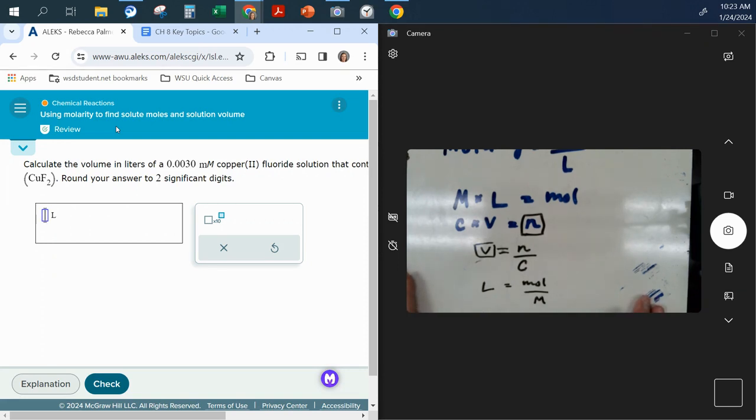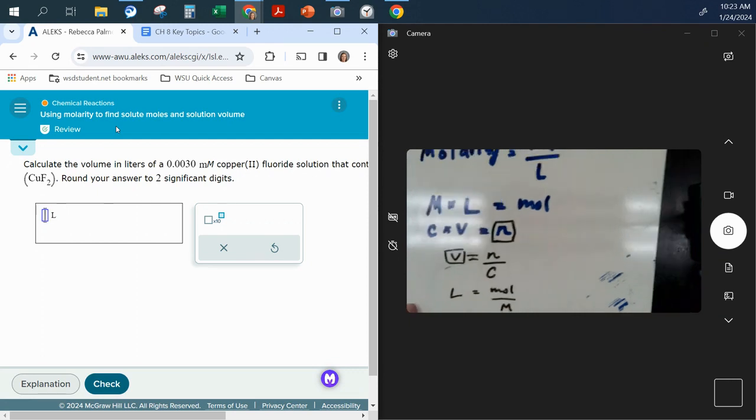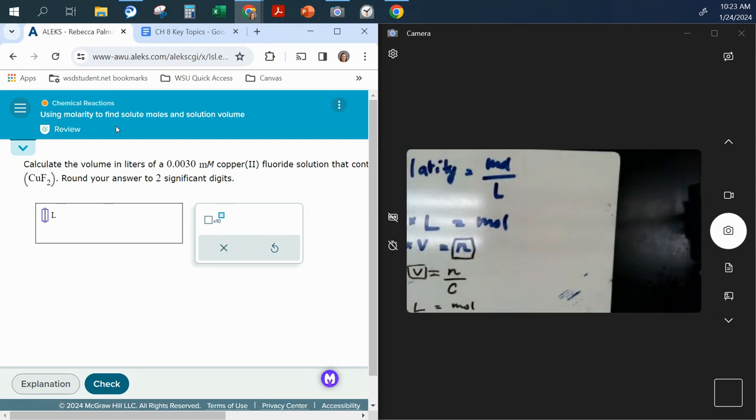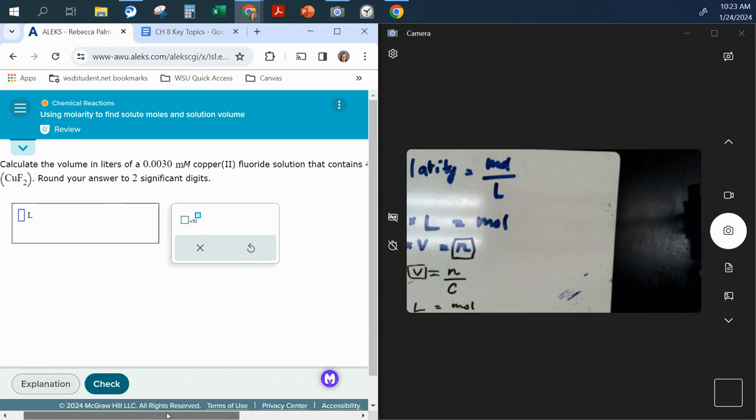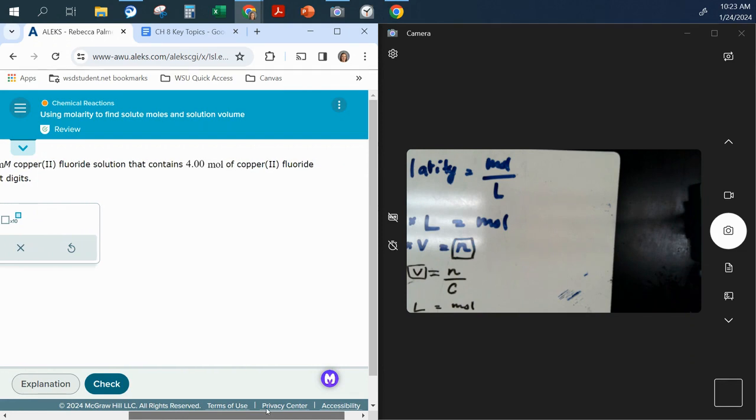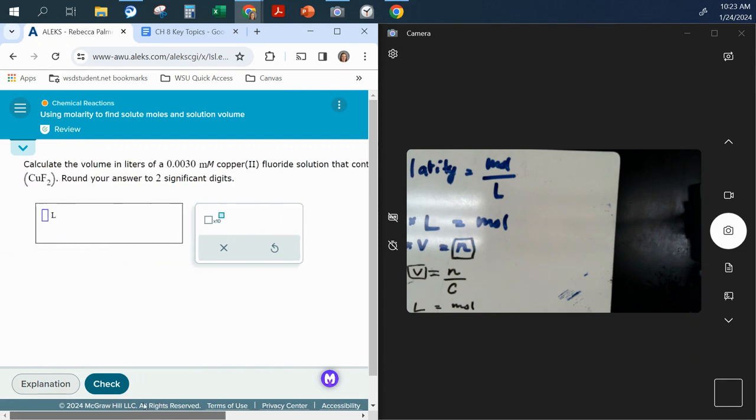Okay, let's look specifically at this question. This says, calculate the volume in liters. So this one's going to be mostly about units, following these equations but using the units correctly. Calculate the volume in liters of a 0.0030 millimolar copper 2 fluoride solution that contains 4 moles of copper 2 fluoride.